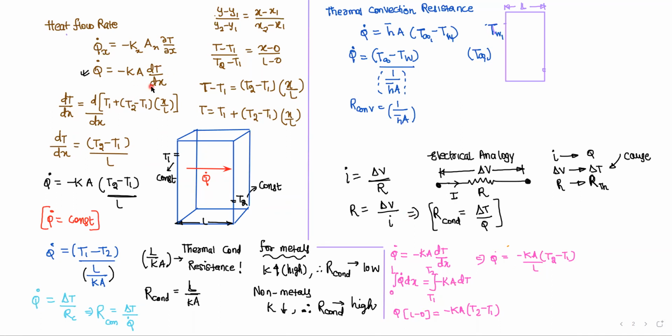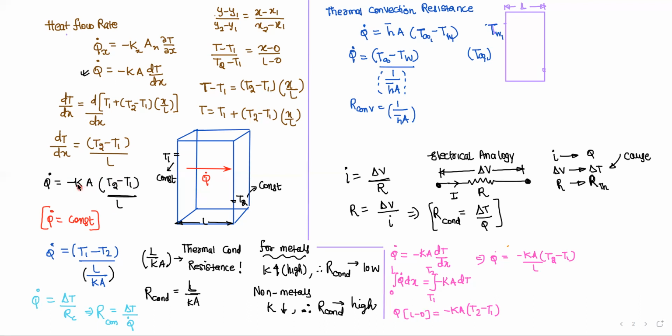And this is one way. Another way is to first find the gradient or slope dT by dx. For this we have the temperature relation as this one. Rearranging these terms and differentiating with respect to x, we get (T2 minus T1) by L. Putting the dT by dx value in this equation, we get q is equal to minus k A (T2 minus T1) by L.